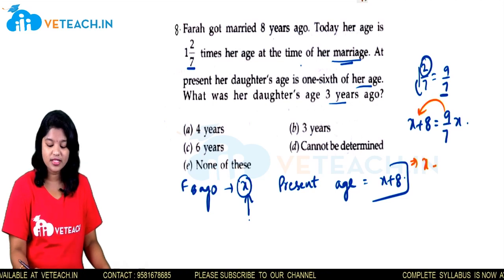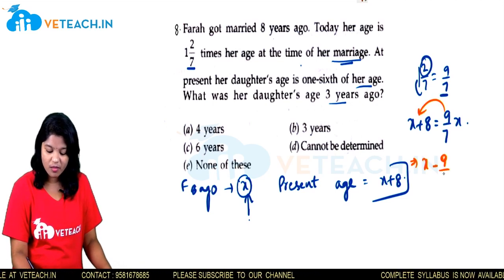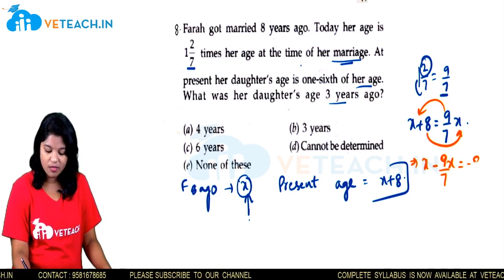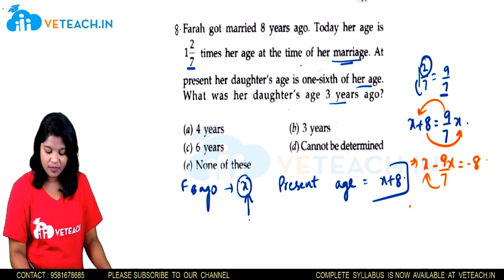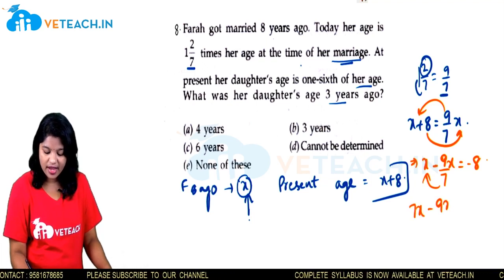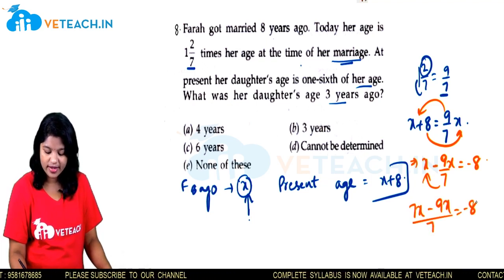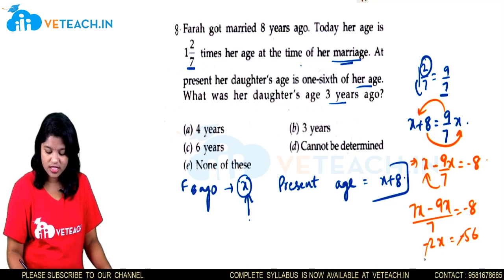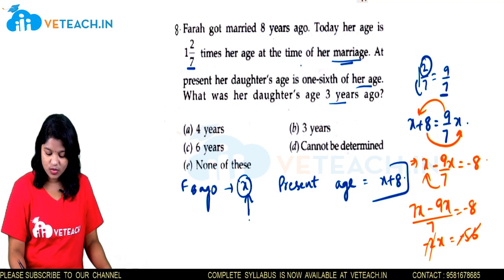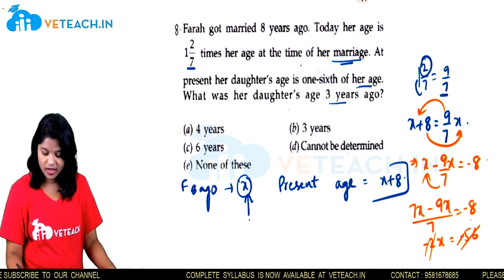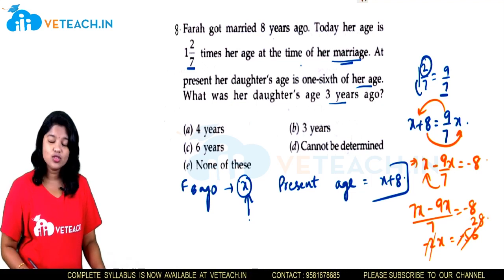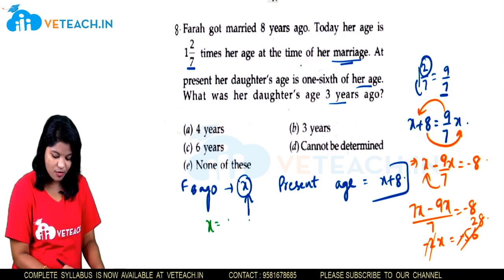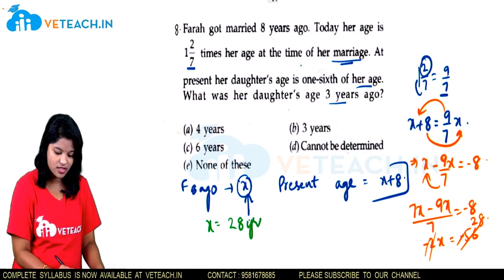Take this 9x by 7 to the other side. It will become minus 9 by 7x. Now take this 8 to the other side, it will become minus 8. Take LCM. 7x minus 9x by 7 is equal to minus 8. Minus 2x is equal to minus 56. Minus minus gets cancelled. So x will be 28. So from this we can conclude that the age of Farah at the time of marriage is 28 years.